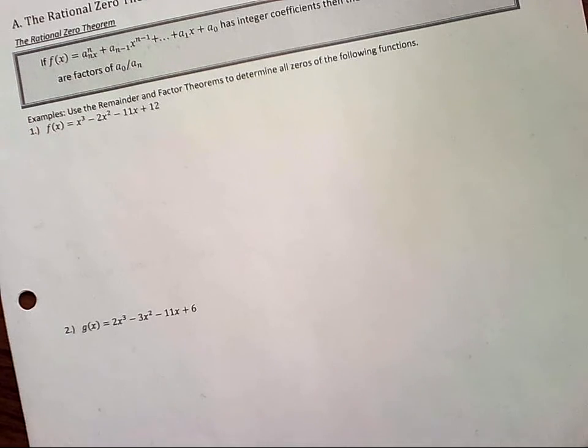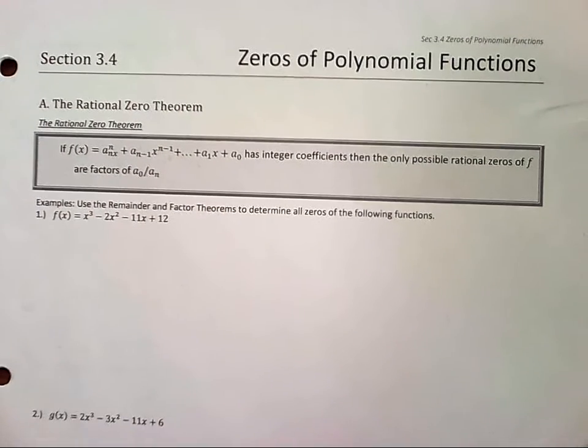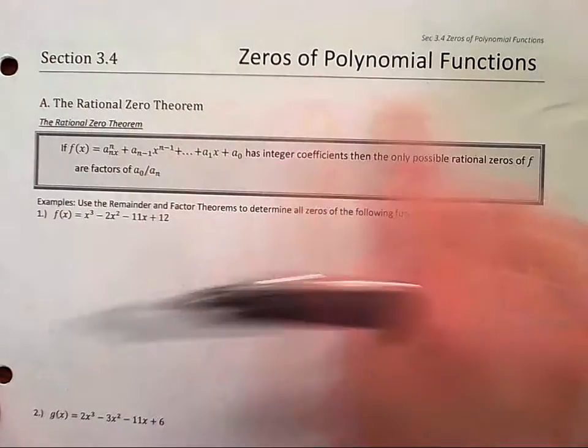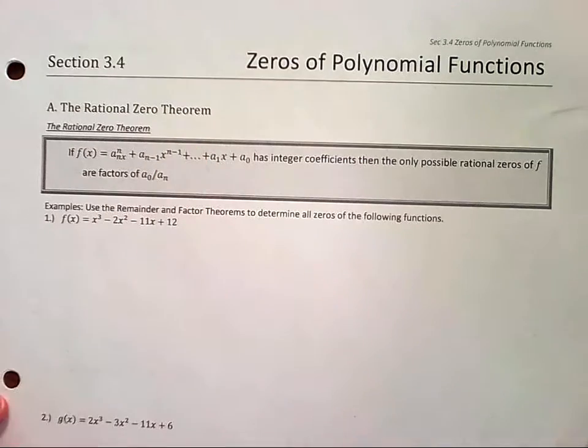I don't even have the thing. All right, rational zero theorem, section 3.4, zeros of polynomials. We're going to do the rational zero theorem.